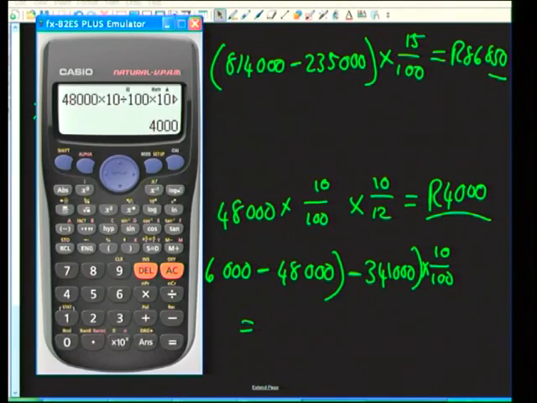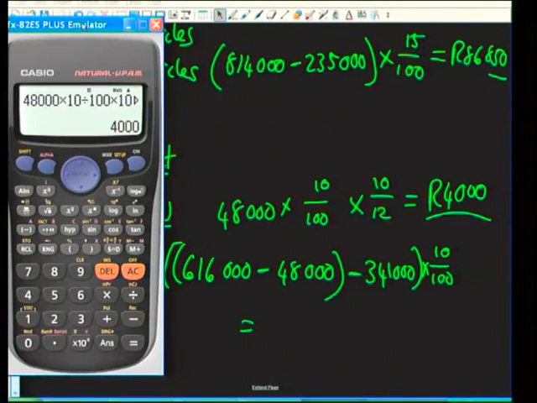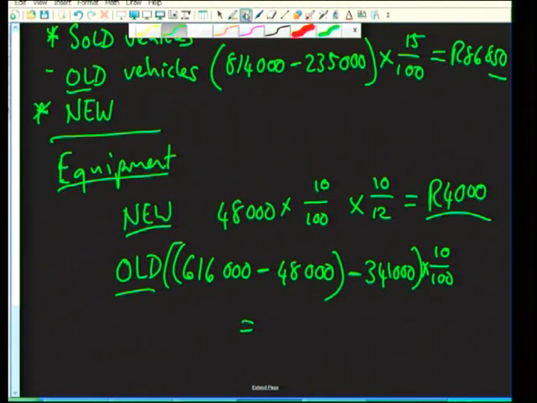Very long calculation, but I hope you understand exactly what needs to be done. So let's do the calculation. It will be 616,000, remember the cost price of our old equipment, subtract the 48,000, which is the new one that we didn't have at the beginning of the year, subtract the 341,000, which was our accumulated depreciation at the beginning of the year, and that answer we're going to multiply by 10%. We don't have to worry about months because your old equipment is always for a whole year, so the answer comes to 22,700 Rand. Let's write that down.